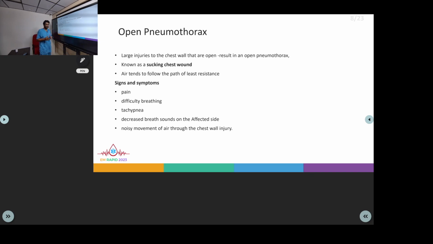Here the signs and symptoms are the pain. The patient will be having pain and difficulty in breathing. Patient also will be having tachypnea, decreased breath sounds on the affected side, and patient will have a noisy movement of air through the wound of injury. As the air will be moving through the site of injury, it will cause a noisy movement of the air.